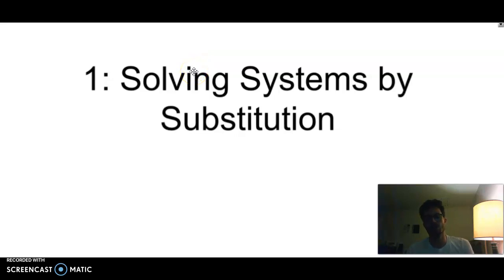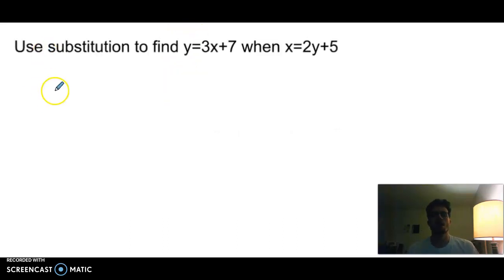Hi everyone, so we're going to talk about solving systems of equations by substitution, one of many methods you could use to solve a system. So just to know what it is, use substitution to find y equals 3x plus 7 when x is equal to 2y plus 5. So we're given this equation and we're told what x is equal to.